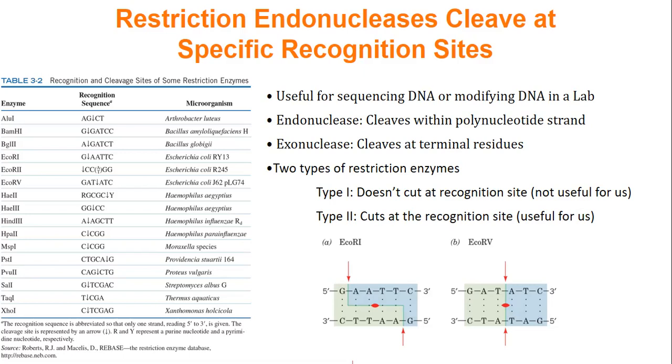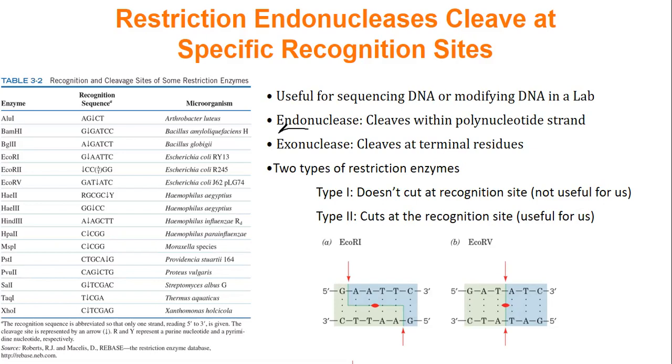The first thing we're going to talk about are restriction endonucleases. And this is good if you want to sequence DNA or if you want to modify DNA in a controlled setting. There's two different types of nucleases. You have an endonuclease, which will cut inside of a DNA RNA strand. So polynucleotide just means RNA DNA. Or an exonuclease, which cleaves at the very terminal residues. Now, we usually want to cut inside of the DNA instead of at the very end. So we use endonucleases in experimentation. So that's what we're going to be worried about here, endonucleases.